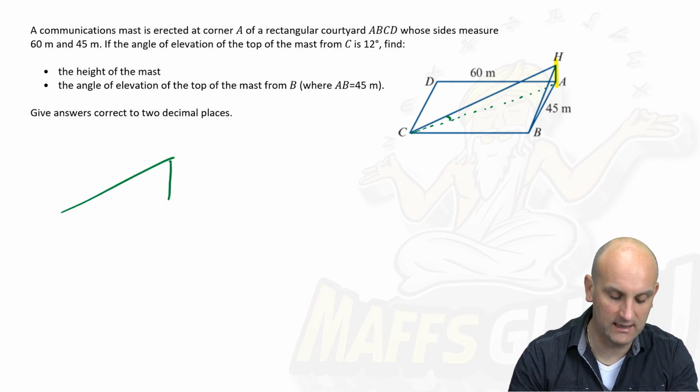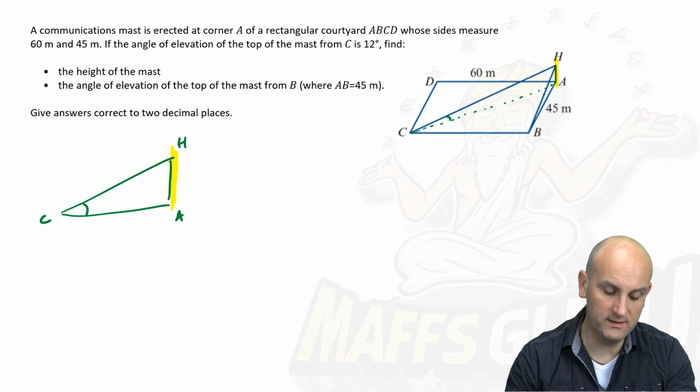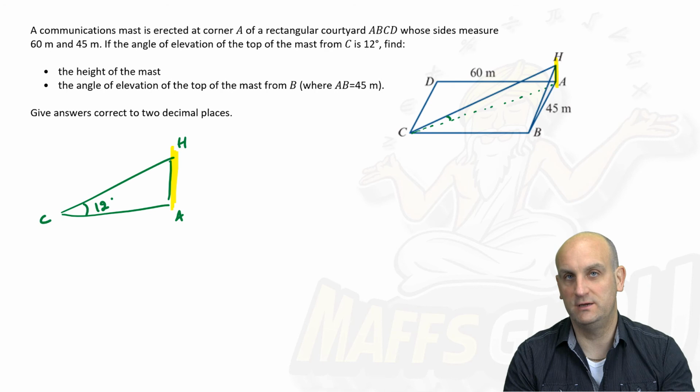I'm not going to draw it to scale, but it's not going to be too far off. This is point C, this is point A, and this is now H. It wants me to find this height here. What information have they given me? Well, they've told me that this angle here is 12 degrees, but I don't have any other information.